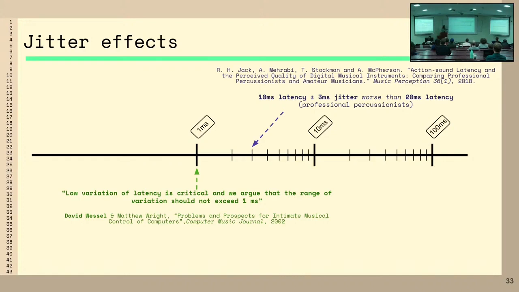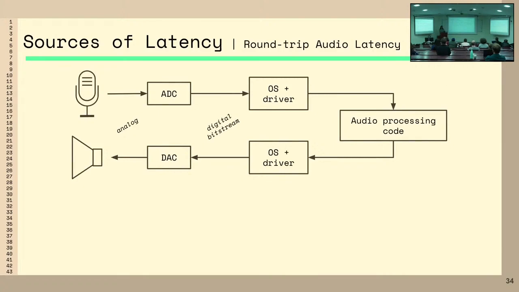So again, David Wessel's wisdom: try to achieve 1 millisecond jitter as the maximum of your system. But if you have 0 jitter, that's even better. 3 milliseconds of jitter for professional percussionists has proven to be even worse than a double increase in latency from 10 milliseconds to 20 milliseconds. So something to take into account. Okay, what are the sources of latency in the system?